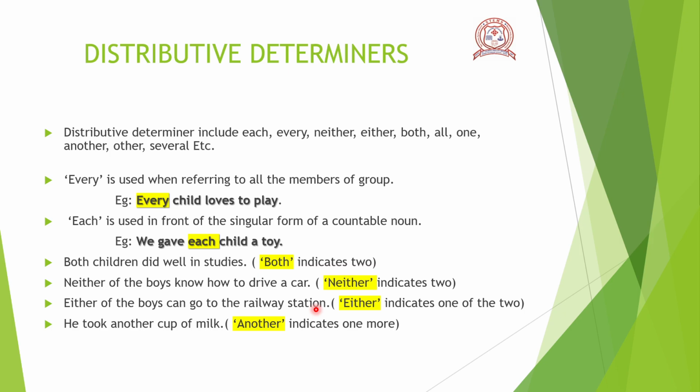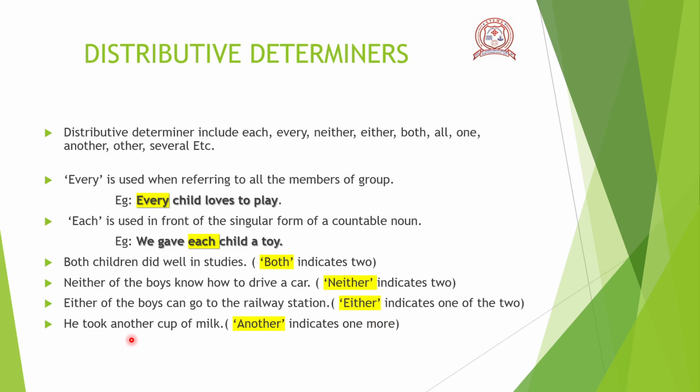For example, in a house there are two boys and a guest is coming to their house, and the father is telling them, can either of the boys go pick up the guest? So any one of you, out of the two, can go and pick up the guest from the railway station. That means either indicates one of the two. Either one of you should go.